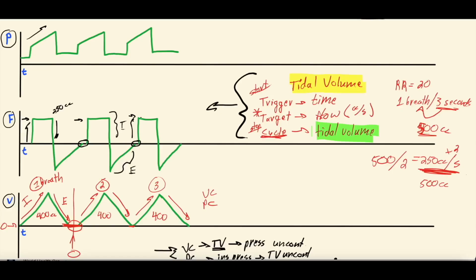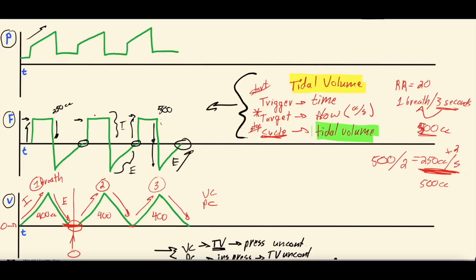You get your set flow rate. It holds that flow, 250 cc's per second. Okay, I got my tidal volume. I got to my 500 cc's of tidal volume. I'm going to just drop the flow, right? It just goes all the way back down to 0. But then the patient starts to breathe out and expire until it goes back to 0 when the patient's breathed all the air out. Right?